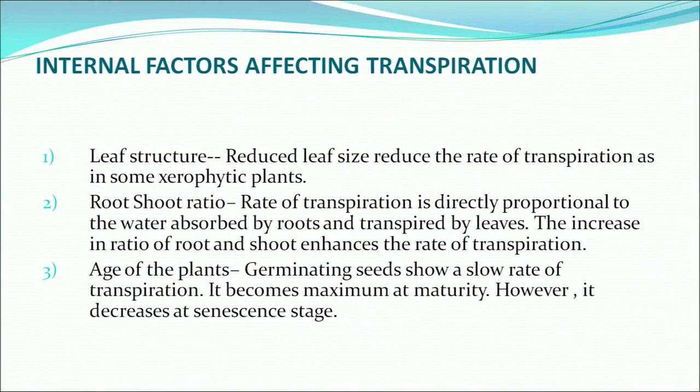Next comes root shoot ratio. Just as I was mentioning, the rate of transpiration is directly proportional to the water absorbed by the roots and transpired by leaves. The increase in ratio of root and shoot enhances the rate of transpiration. Age of plants also plays an important role in the process of transpiration because germinating seeds show a very slow rate of transpiration. It becomes maximum at maturity. However, it decreases at senescence stage.